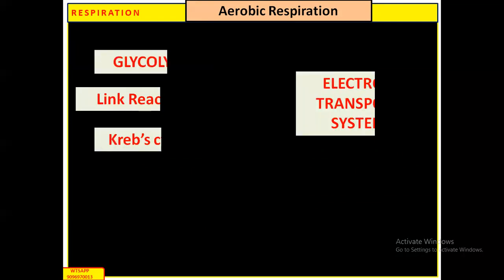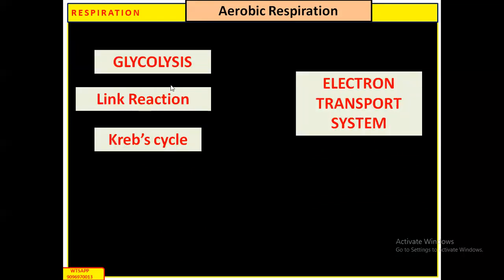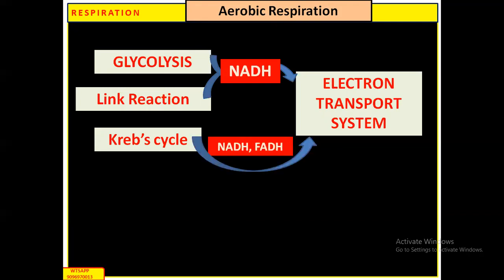During aerobic respiration, in glycolysis and link reaction, the NADH2 produced undergoes oxidation by the electron transport system and produces ATP. How it is processed, that will be discussed later. During Krebs cycle, the easily oxidizable substances NADH and FADH2 are produced. They easily get oxidized by electron transport system and they produce energy.